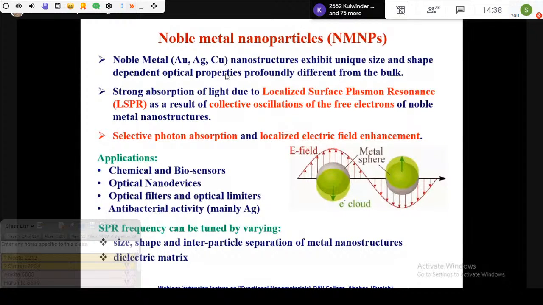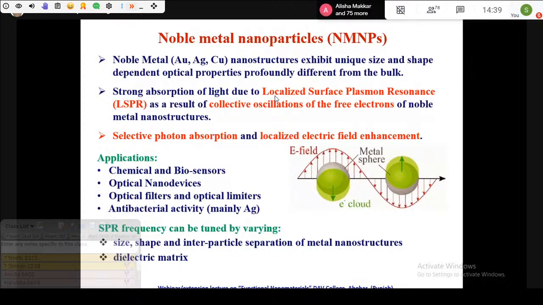So what happens generally at this nanoscale? Because of the size and shape, both, these particles show very dependent optical properties. Dependent means shape and size dependent. And why? Because of the localized surface plasmon resonance property. This is one of the special, we can say unique, properties shown by noble metals at nanoscale.